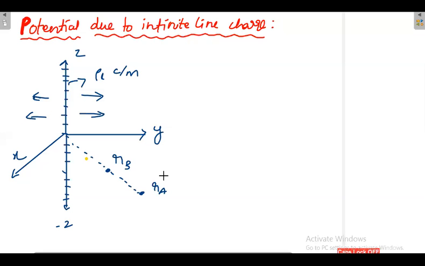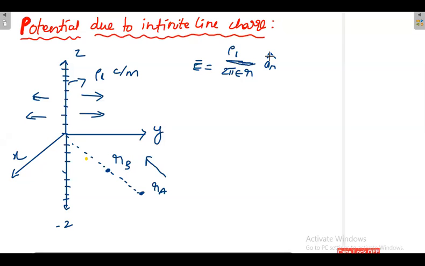If I want to move in this direction from point A to point B, definitely I have to spend some energy. First of all, what is the electric field due to an infinite line charge density? The electric field due to infinite line charge density is rho L divided by 2 pi epsilon r. R means the radial distance from the z axis, and the direction of the electric field is the radial vector, a r cap or a rho vector.